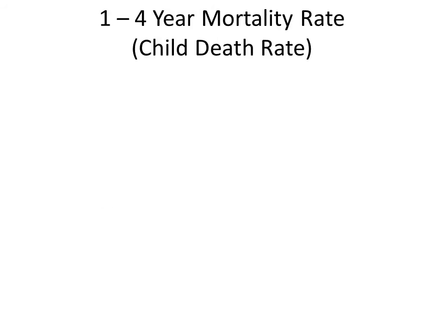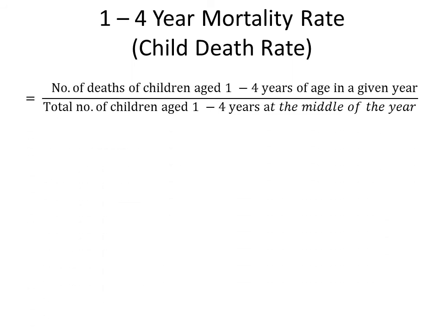One to 4 year mortality rate, also known as child death rate, is the number of deaths in children aged 1 to 4 years divided by mid-year population of the children in the same age group into 1000. It obviously excludes infant mortality.